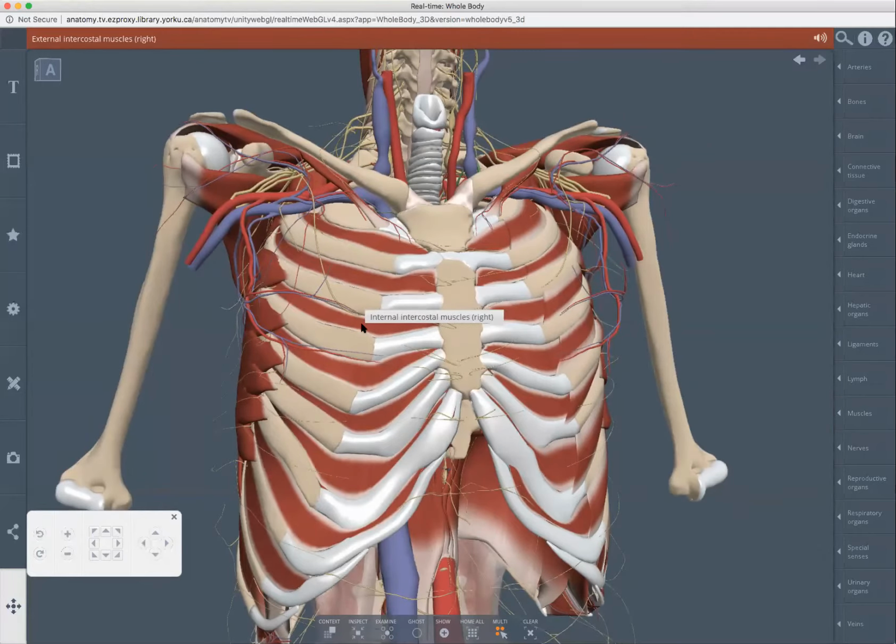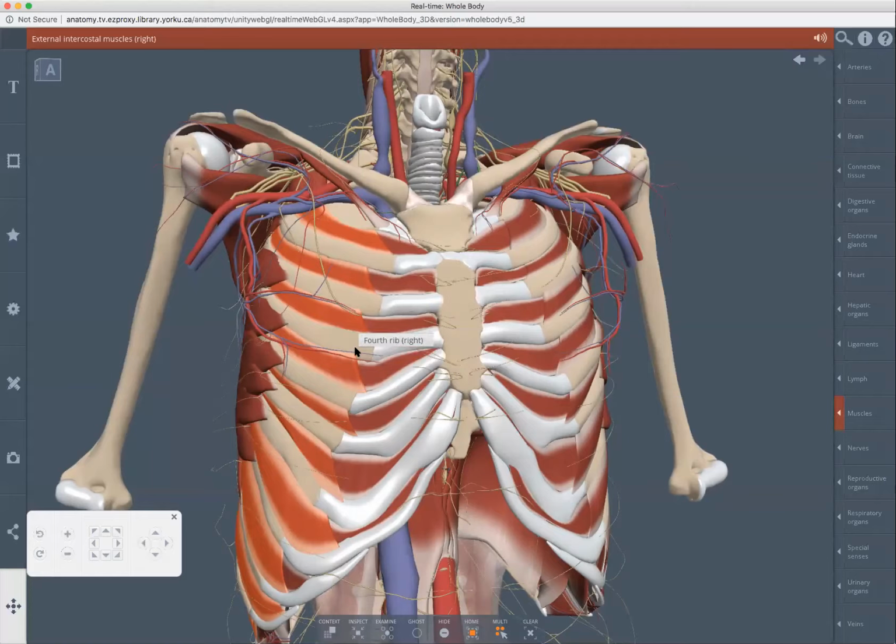So I'm going to pop the externals back on because now you can see them next to each other. As we get a bit lower, it's a little harder to tell. On a test, we'll be sure to show you very clear ones that are going perpendicular to one another, okay? So your external intercostals are this direction, your internals are going the opposite direction.